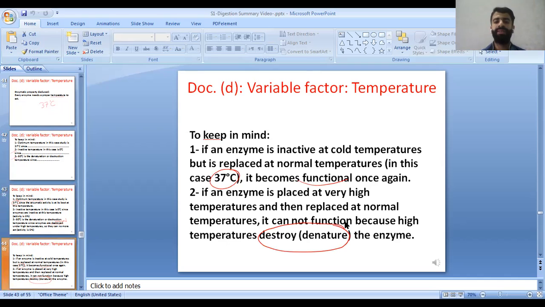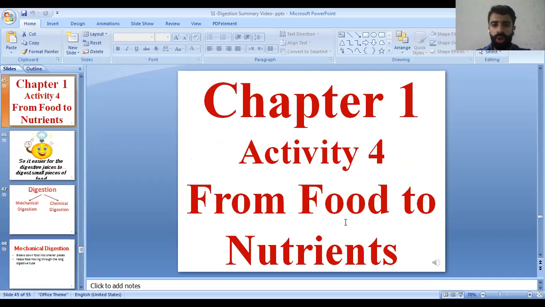So you have to keep in mind, if the enzyme was inactive at cold temperature, then it's placed back at 37, this enzyme will work again, will function again. While if the enzyme is placed at a very high temperature, 60 degrees and above, it will be denatured or destroyed. Even if you place them at 37 degrees, the enzyme will be denatured and there is no more functioning of this enzyme since it's denatured at all.